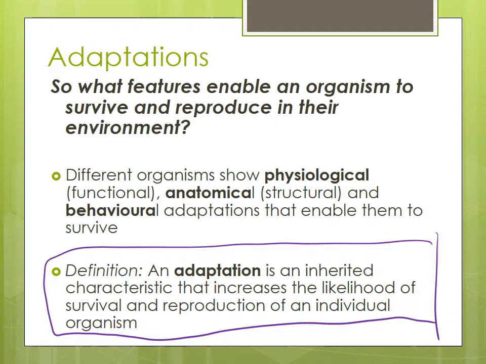Okay? And we also talked about earlier the 3 different ways that we can adapt. There's the physiological, which is the functional. There is the anatomical, which is structural changes. And then there is also the behavioral. Okay? So the physiological here, we're looking at when you're choosing to gather food and those kinds of things. The anatomical is the structure of a bird's wing.